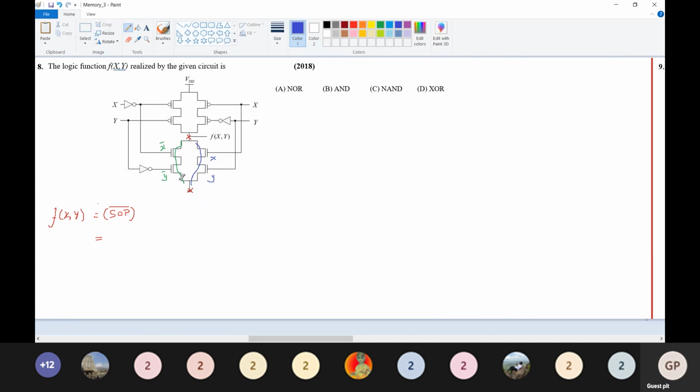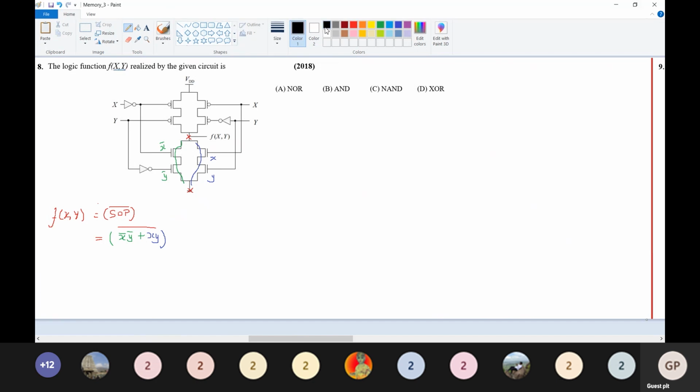Okay. So for the first parallel branch, this is nothing but x' y'. And the second parallel branch, it is x, and this is in complement. Okay, got it.